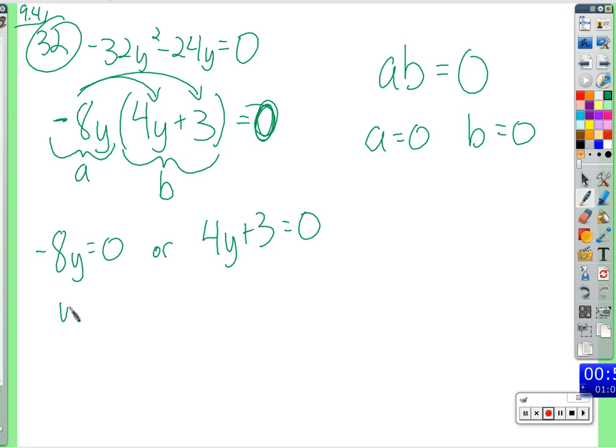Here we solve for y: divide by negative 8 on both sides. 0 divided by negative 8 is 0. Subtract 3 on both sides. Divide by 4. There we go. Okay.